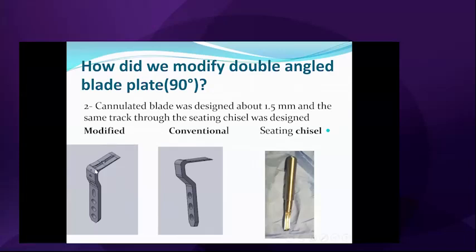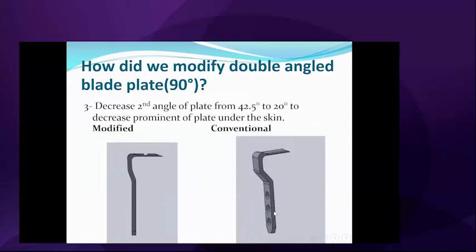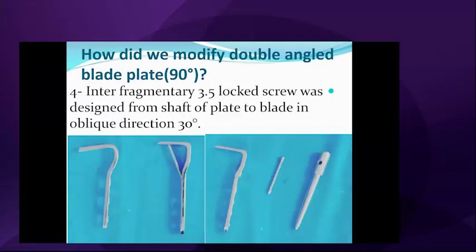This is a cannulated blade, to allow easy insertion. It is the same size as the blade of the seating chisel. Also, the seating chisel is cannulated. We decreased the plate angle, from 142.5 to 90 degrees. Why? To decrease the prominent plate under the skin, without affecting the mechanical axis.